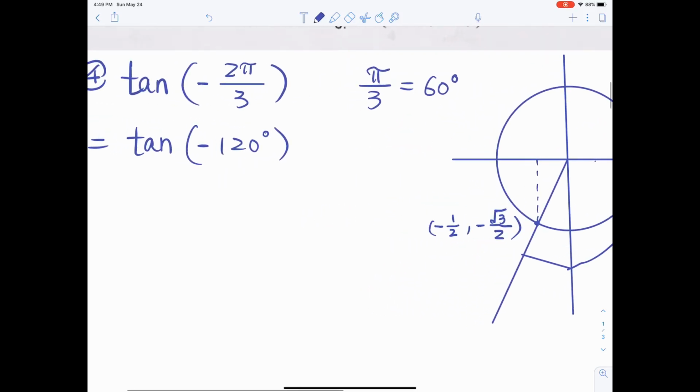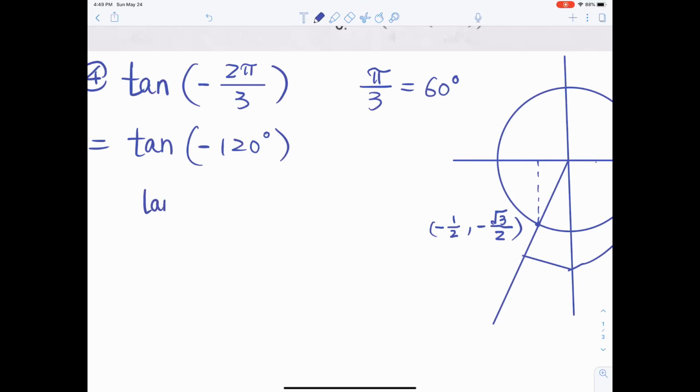Now we come back. Tangent is cosine over sine. So cosine is negative root 3 over 2, and sine... cosine is the x value. I just got it wrong. I am sorry.